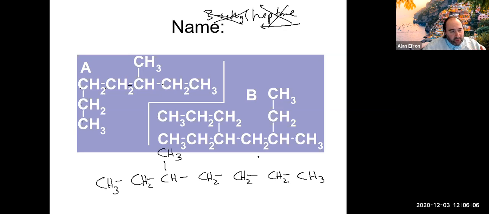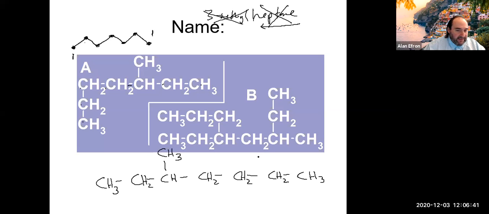If I wanted to draw the line structure for it, again, you would follow the same approach. Heptane means I need 7 carbons, so you would draw a line structure that has 7 carbons. Again, 1, 2, 3, 4, 5, 6, and 7. And again, you wouldn't put the circles, obviously. You would do the same thing. You could go left to right, and this could be carbon 1. You could go the other way and go right to left and making that carbon 1.